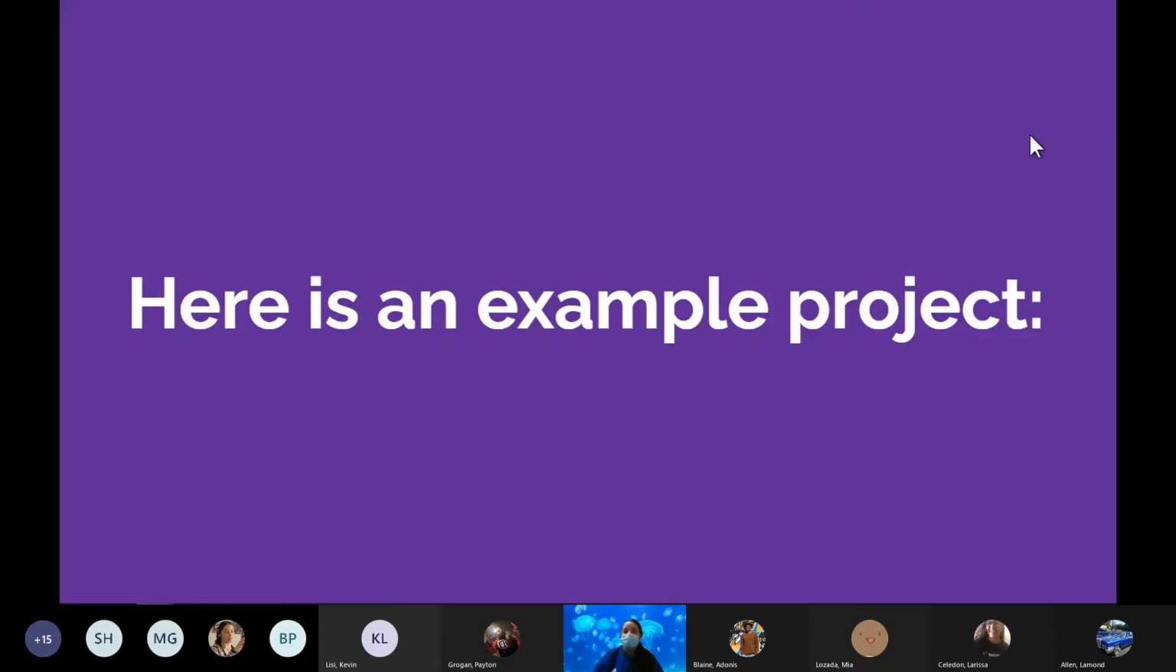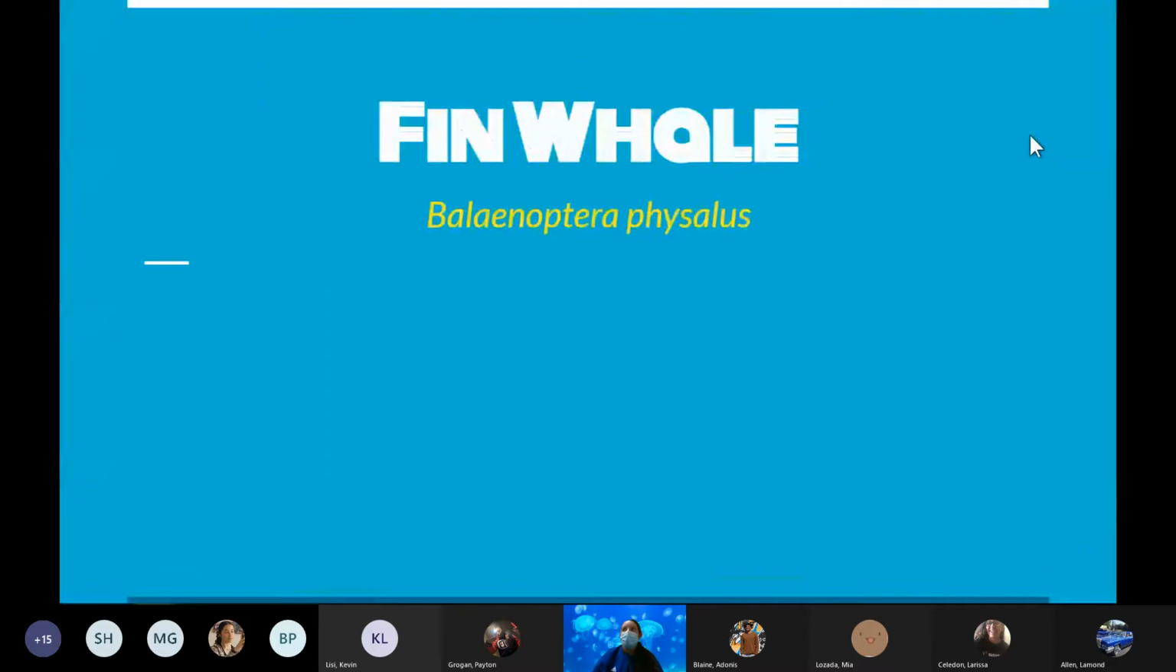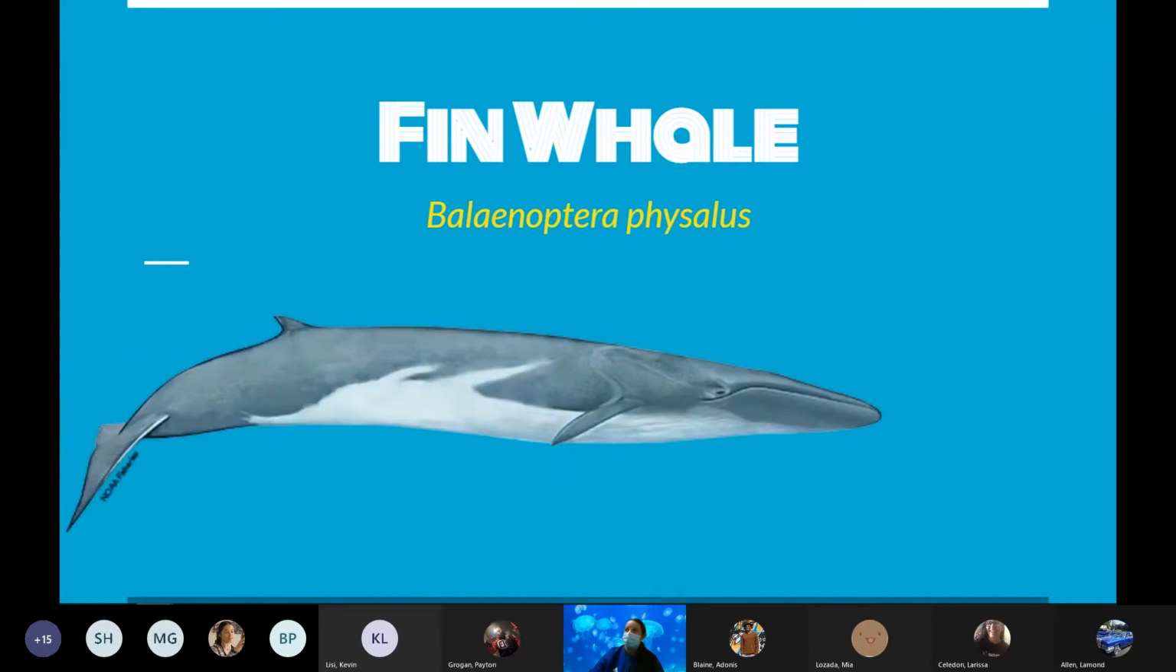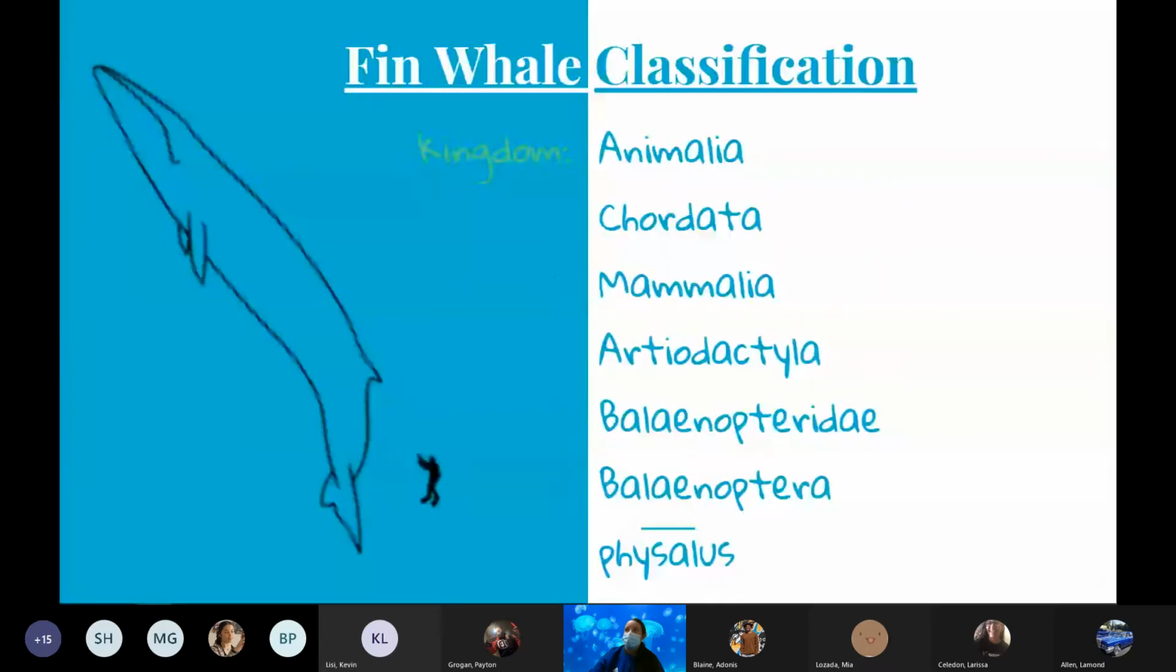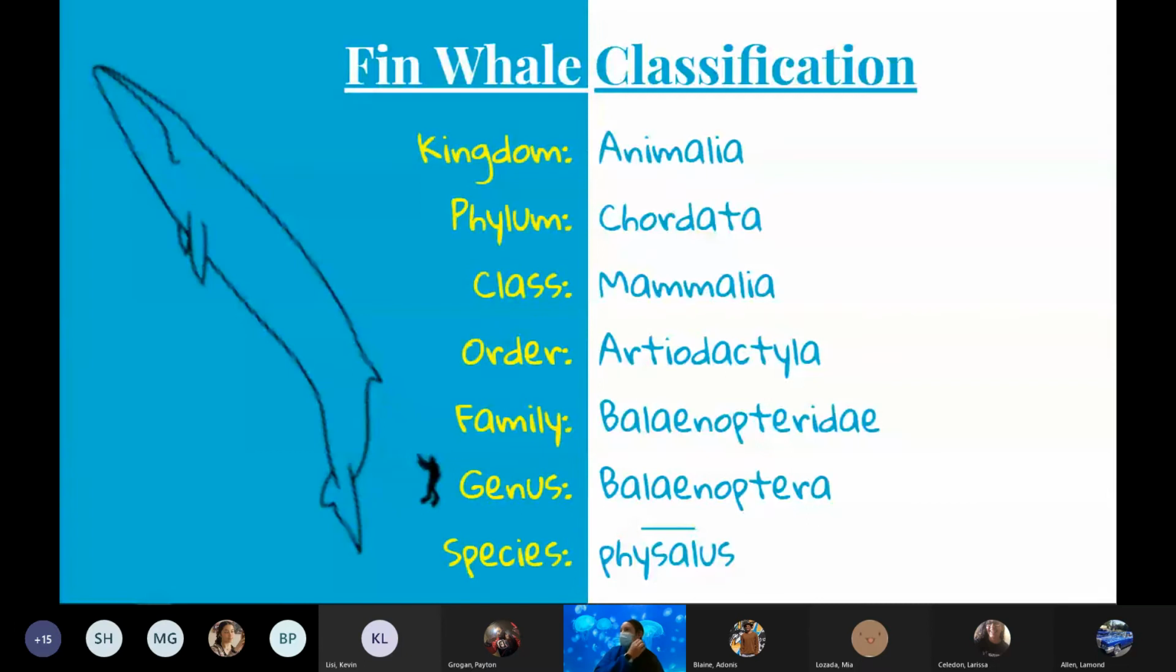And this is the example project I was talking about. So the example project I did over the fin whale, it has its common name and its scientific name, and here's a picture. A classification of this whale, the kingdom, phylum, class, order, family, genus, species. Remember, species is always lowercase.